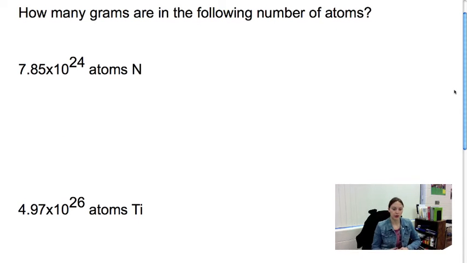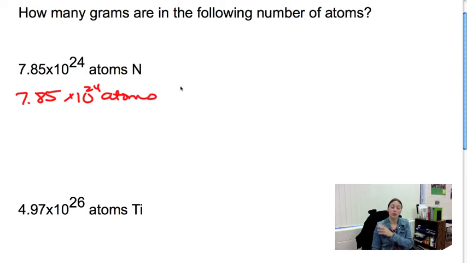Now it's time to go the other direction. Now I want to know how many grams are in the following number of atoms. So now I'm starting with atoms, and I'm going to grams. The last part we started with grams and went to atoms. So I take my 7.85 times 10 to the 24th atoms, and I want to know how many moles that is. You always go through moles. You go atoms to moles and then moles to grams, or you go grams to moles and then moles to atoms. Mole is always the middleman there.